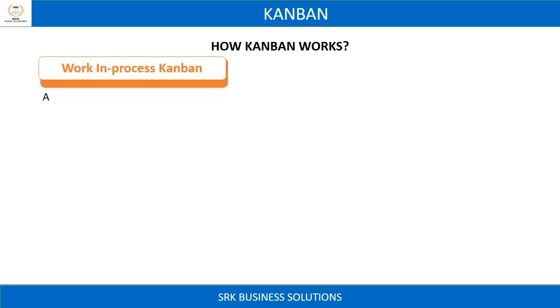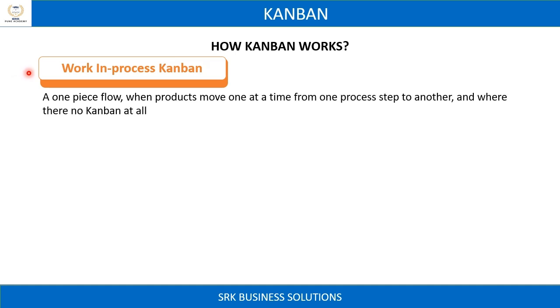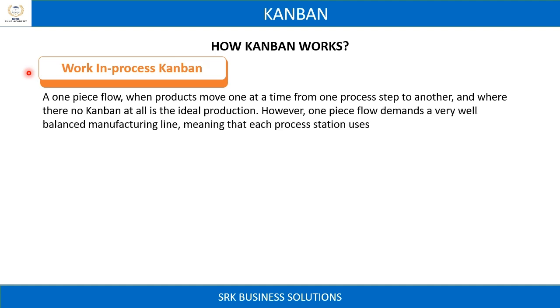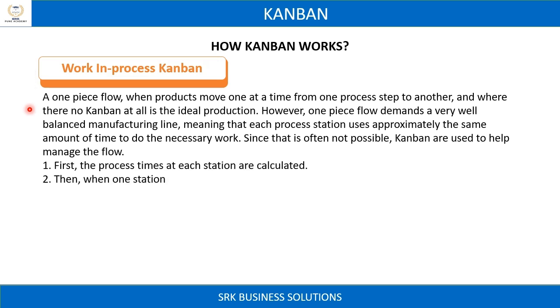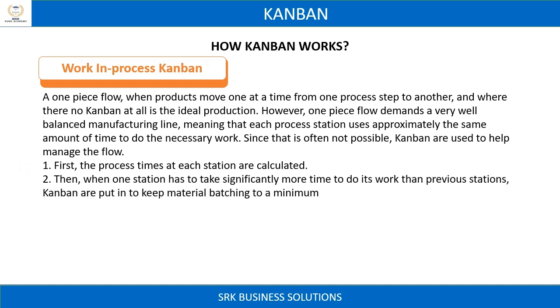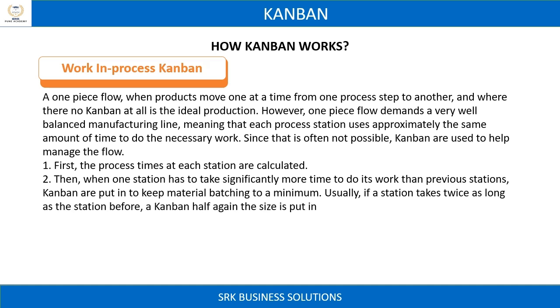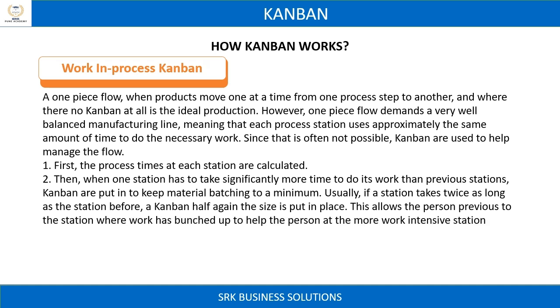Second, work in process Kanban. A one-piece flow, when products move one at a time from one process step to another, and where there is no Kanban at all, is the ideal production. However, one-piece flow demands a very well-balanced manufacturing line. Since that is often not possible, Kanban are used to help manage the flow. First, the process times at each station are calculated. Then, when one station has to take significantly more time to do its work than previous stations, Kanban are put in to keep material batching to a minimum.